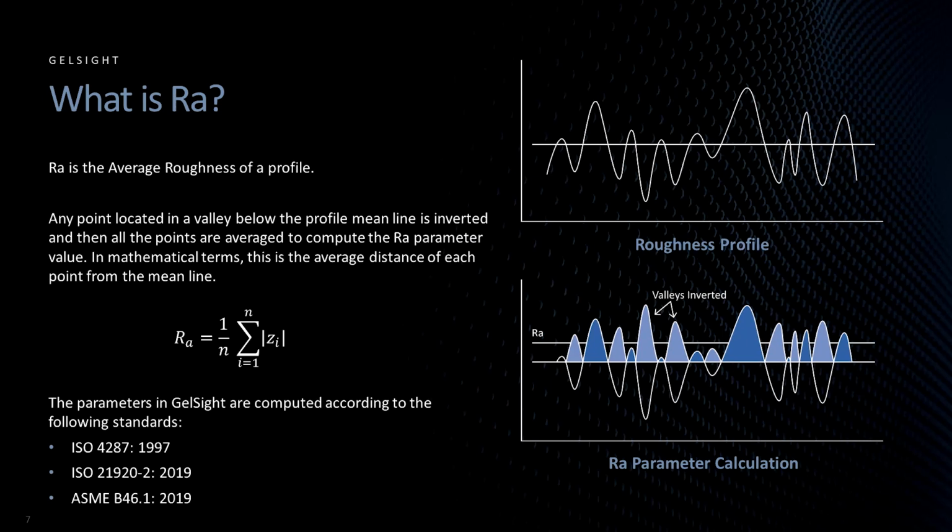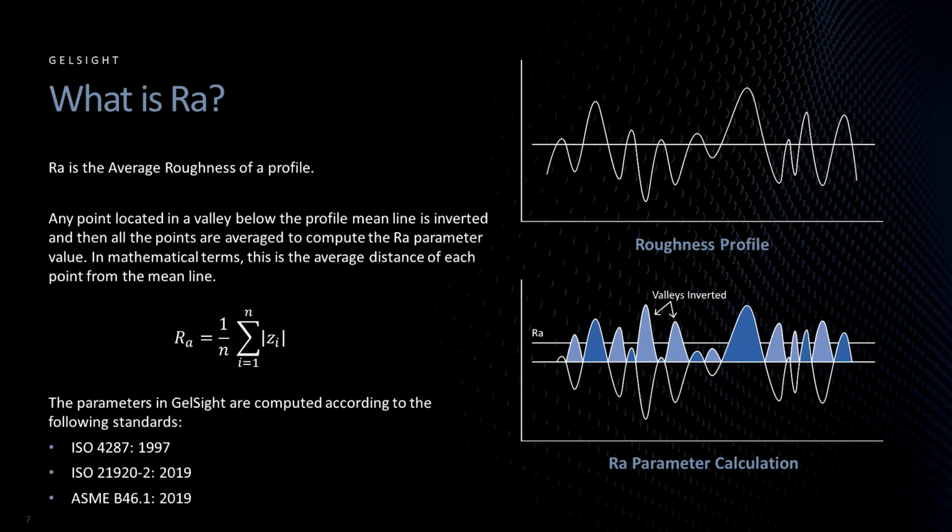The Ra parameter is calculated identically in both the ASME and ISO standard. However, the name of the parameter in the ISO standard is arithmetical mean height of the absolute values. Well, that name is obviously more descriptive. I find it much harder to remember than average roughness.